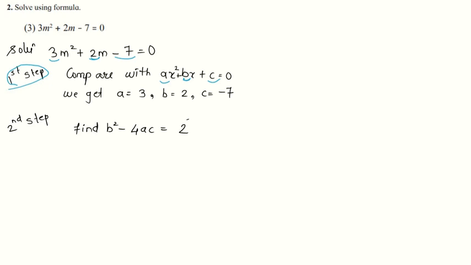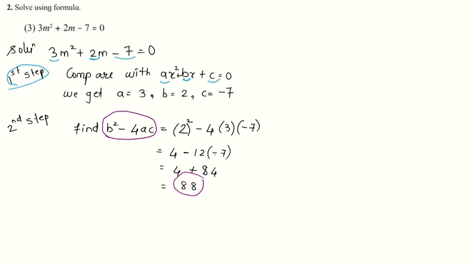B is 2, square, minus 4 into a is 3 into c is minus 7. Okay, is equal to 2 squares are 2 into 2 is 4, minus 4 into 3 is 12, into minus 7. Sorry, first we will solve the bracket. So this is 4, minus into minus is plus, and 12 into 7 is 84, is equal to 84 plus 4 is 88.